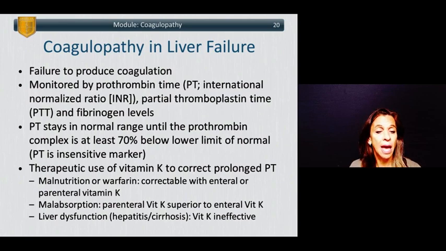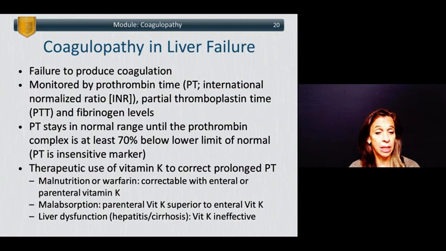The PT is not a very sensitive marker, so one has to have a 70% decrease before you'll ever start to see any prolongation of your PT. But the converse is true, that once one does see a prolonged PT, it indicates that one is below the 70% level. Therapeutic use of vitamin K can correct a prolonged PT, because malnutrition is a common associated condition with liver disease.